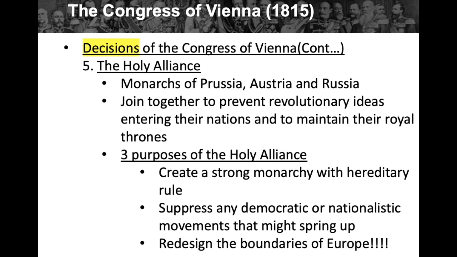First is to create a strong monarchy with hereditary rule. So they were establishing that their children would come to power, then their grandchildren would come to power. So there's a rule based on being born into a royal family. The second purpose is to suppress any democratic or nationalistic movements that might spring up. This is the nationalistic movement that would be kind of revolutionary, something that would threaten the monarchy. They wanted to suppress that. Third purpose was to redesign the boundaries of Europe. So again, when you get Prussia, Austria, and Russia getting together and they're going to start redesigning the boundaries of Europe, it's not going to turn out well.